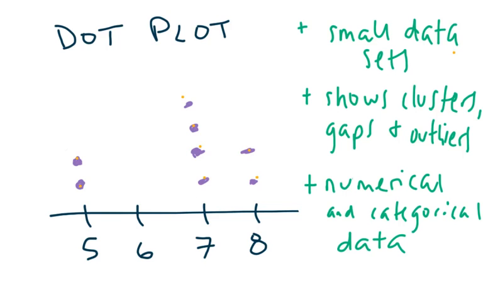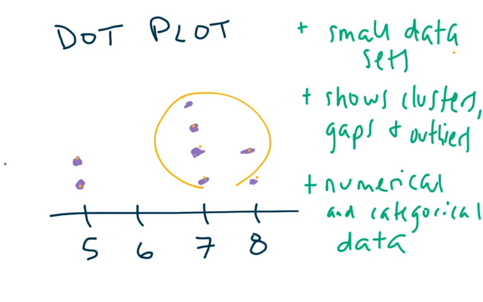I would be able to see outliers. Let's say we had an outlier somewhere far off in the distance. I would be able to see where that outlier is. And then I can see all of this data also clustered together too. So I can see lots of details within my data with dot plots.